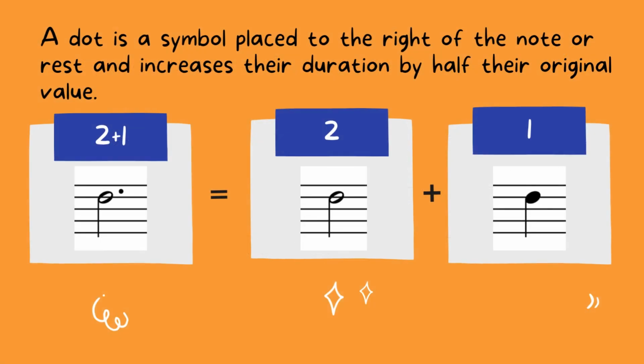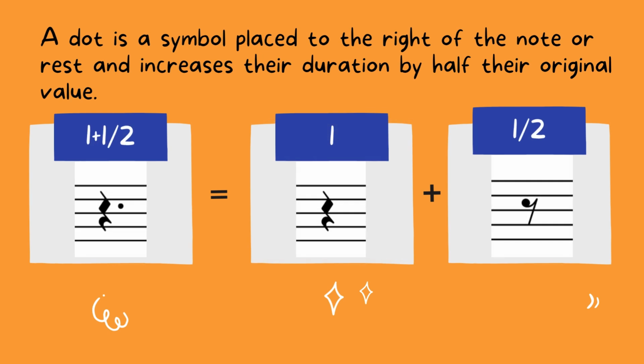A dot is a symbol placed to the right of the note or rest, and increases their duration by half their original value. For example, a dotted minim equals 1 minim and 1 crotchet. Here is an example with a rest. A dotted crotchet rest equals a crotchet rest and a quaver rest.